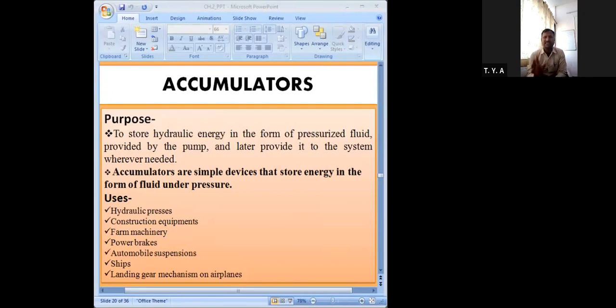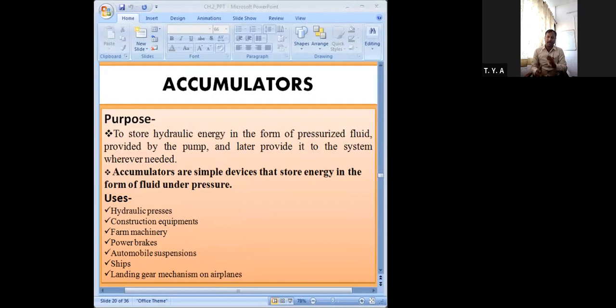The accumulator is a basic element of the hydraulic system, required to store the hydraulic energy in the form of pressurized fluid. Now from where will you get this pressurized fluid? We know that it comes from the hydraulic pump. The fluid provided by the pump is the pressurized fluid, and that will be stored in one compartment or one reservoir, that is called the accumulator.